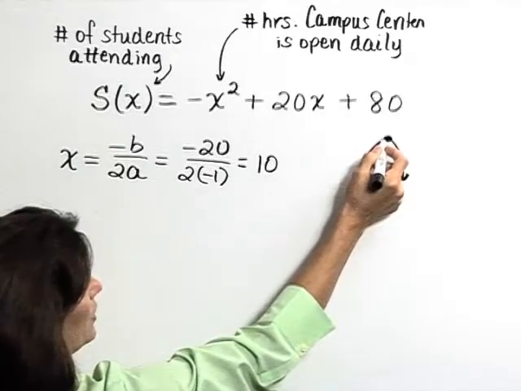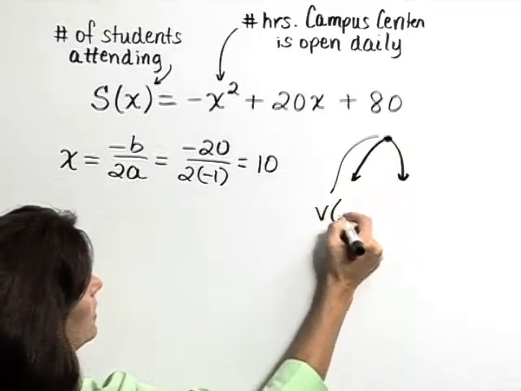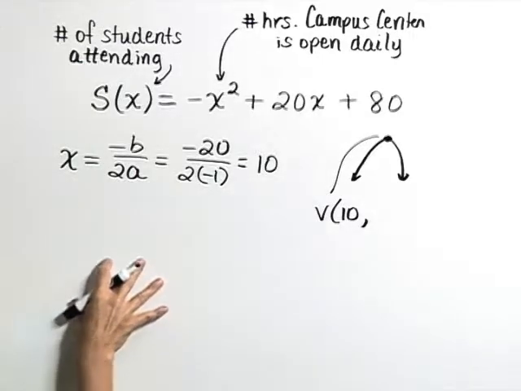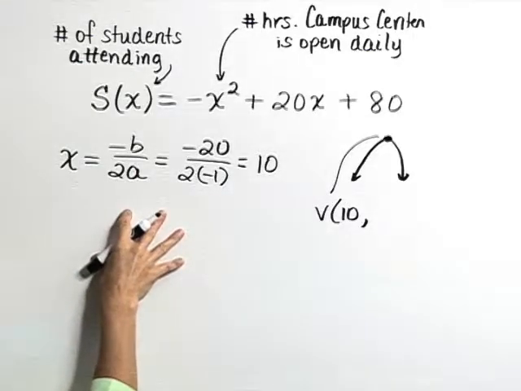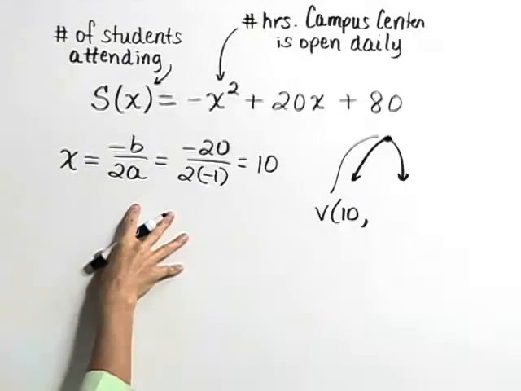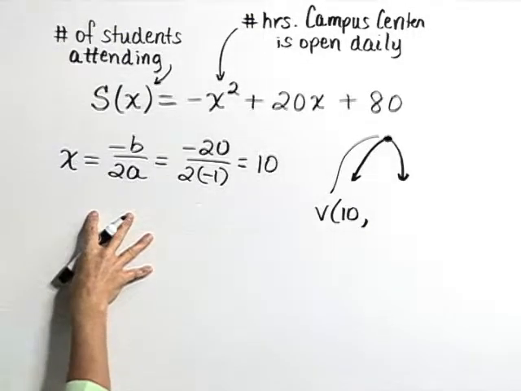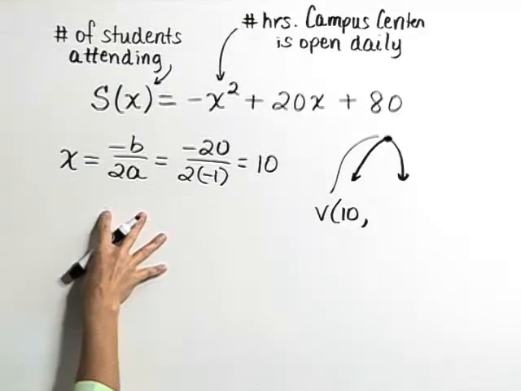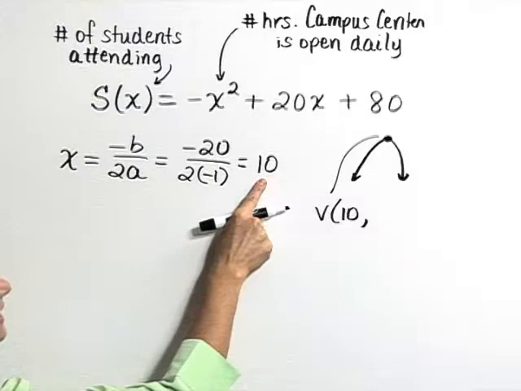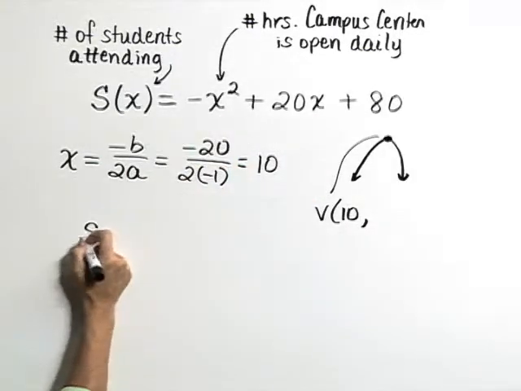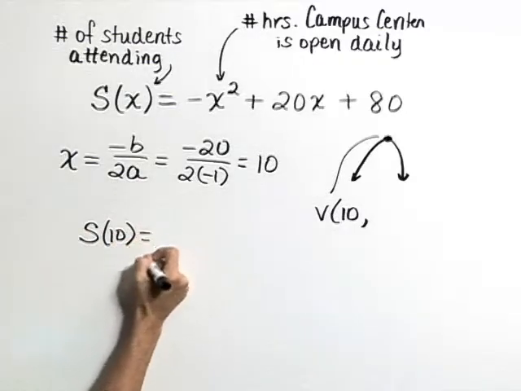So the x value for that vertex is 10, and this indicates that the campus center should be open 10 hours daily in order to maximize the number of students. But secondly, we want to also answer the question, what is the maximum number of students? We can find that by substituting 10 in for x in our function. In other words, find S of 10.